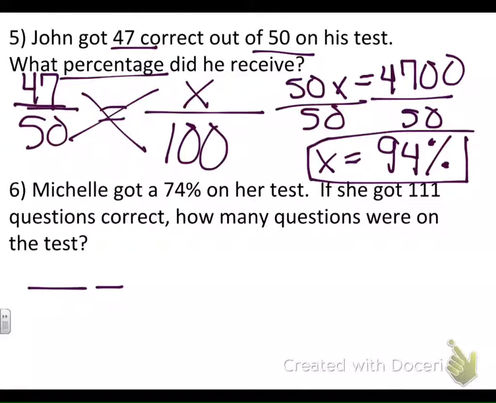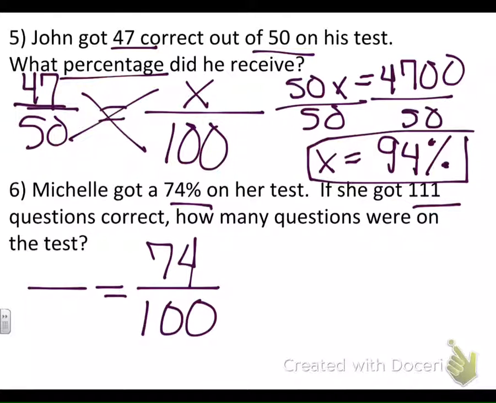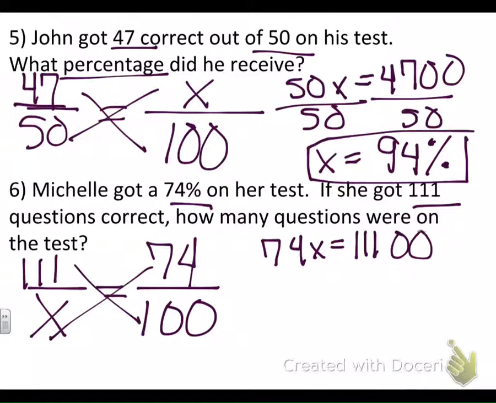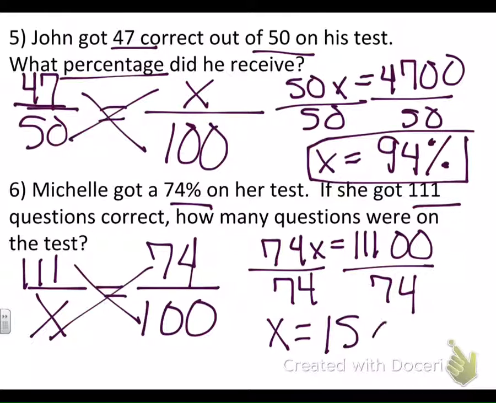Okay, Michelle got a 74% on her test. If she got 111 questions correct, how many questions were on the test? So we know the percent, the 100 goes on the bottom, percent goes on top. The partial number, she got 111 correct. We're looking for how many the total was. So we will cross multiply. 74x equals 11100 divided by 74. X is equal to 150.